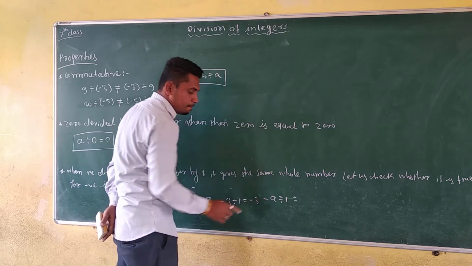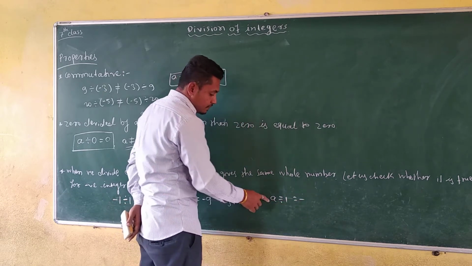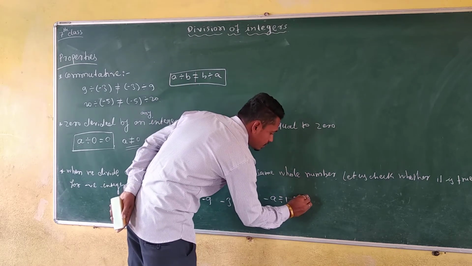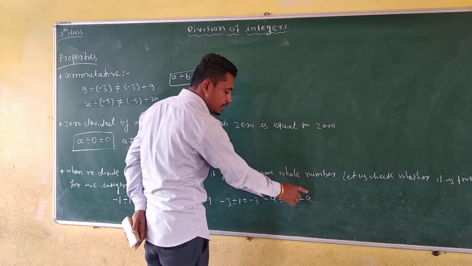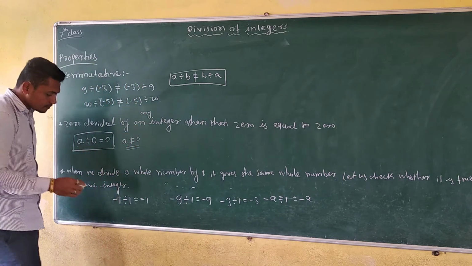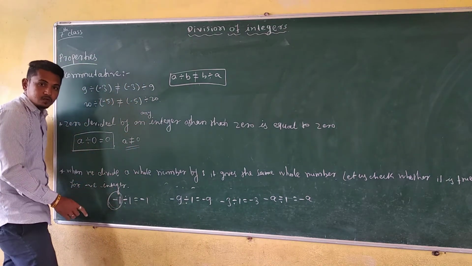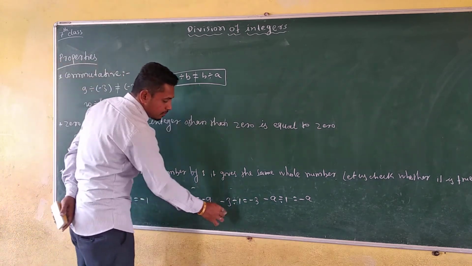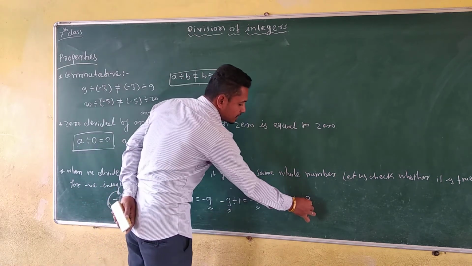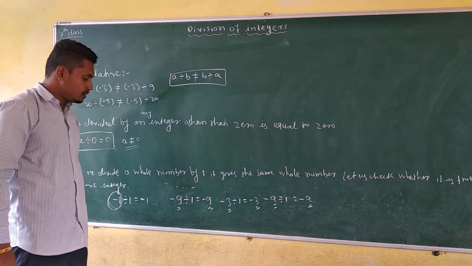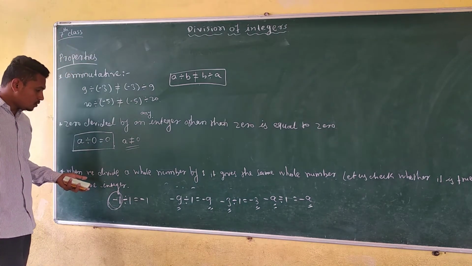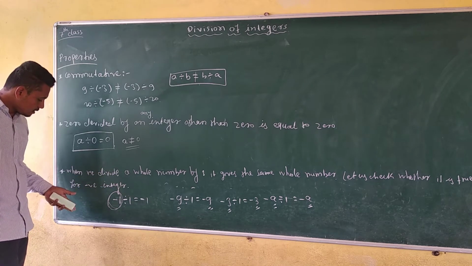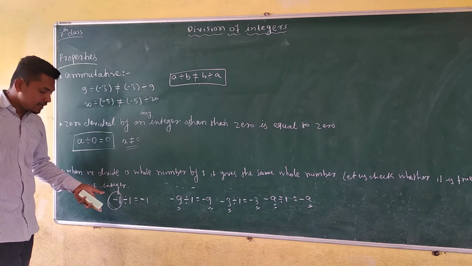Minus divided by plus gives minus, then minus 1. Okay, minus 8 divided by 1 is minus 8. So see here, in these first terms we again get the same terms: minus 1, minus 1, minus 9, minus 9, minus 3, minus 3, and minus 8, minus 8. Is it right? So this whole number statement is the same for negative integers also.